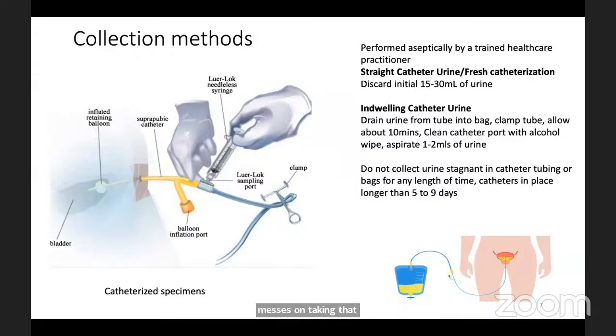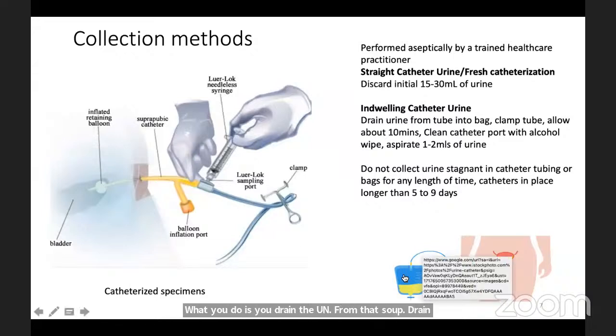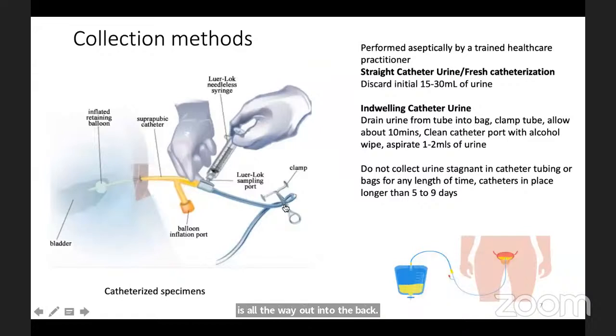What you do is you drain the urine from the tubes, drain it all the way out into the bag, and then clamp the tube and give yourself a few minutes for the catheter to fill. Just at the port, there's a catheter port, urine is aspirated from that place. So we don't take urine from the bag.